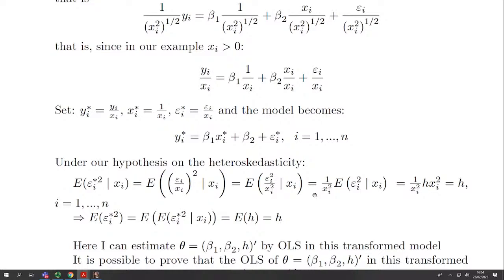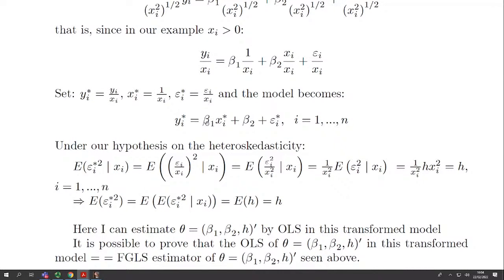So at the end of the day, in this model I can estimate the parameters. B1, which was the constant in the original formulation, but now it's a slope parameter, as you can see. B2, which was the crucial slope parameter in the original formulation, but now looks like a constant in this transformed model. And finally, the other parameter is h, the variance of the error term, but h does not depend on i. So I have homoscedasticity here.